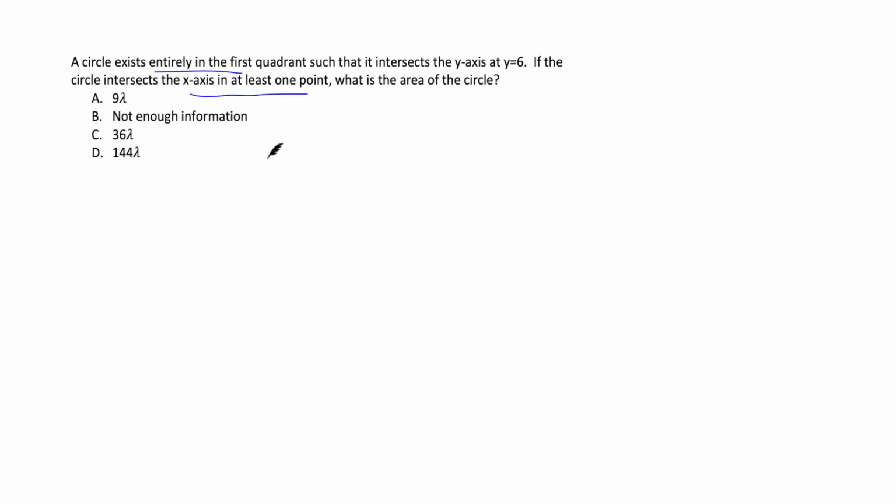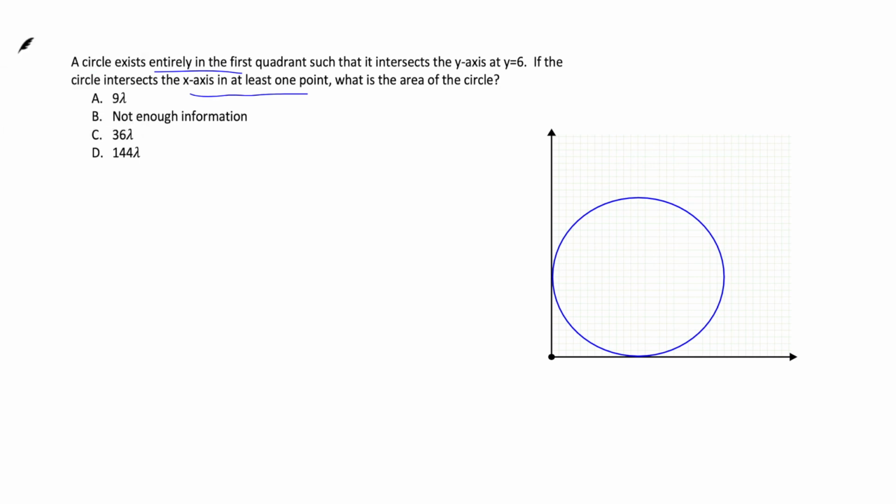Now, the fact that it is entirely in the first quadrant means that it cannot go past the two axes. The circle would look something like this. I've already drawn it for you. Here you go. This is how the circle should look. Now, for a circle to intersect the x-axis in more than one point, it would necessarily move into another quadrant. Therefore, we can conclude that it intersects in exactly one point like this. Now, the intersection of the circle with 0, 6 over here also means that it is tangential, since it can only intersect at one point.